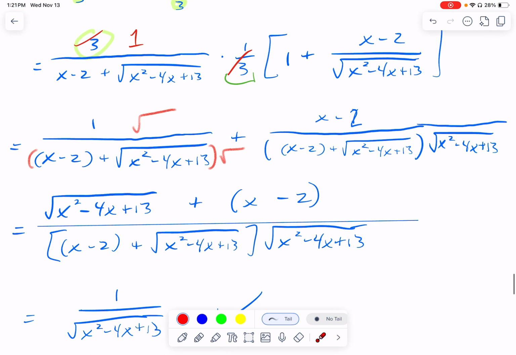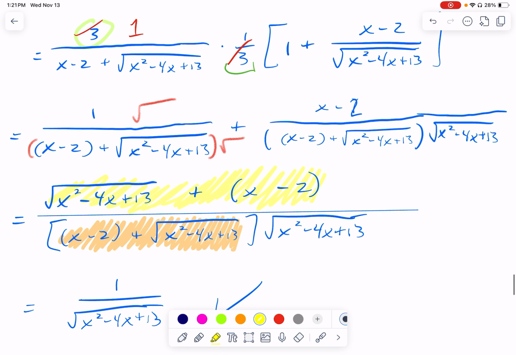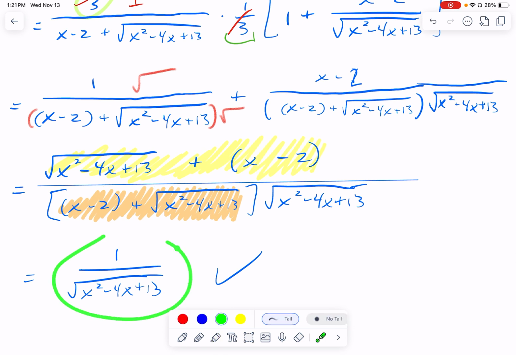And now what we'll notice, the order is different, but hopefully we notice that this expression inside those brackets is the same as this numerator, just in a different order. It's x minus 2 plus that radical, or that radical plus x minus 2. So those are actually the same thing. They cancel, and we just have 1 over that radical, which is what we were trying to find the antiderivative for in the first place.